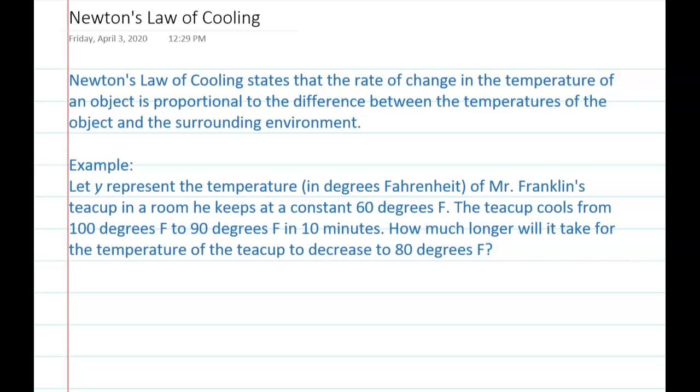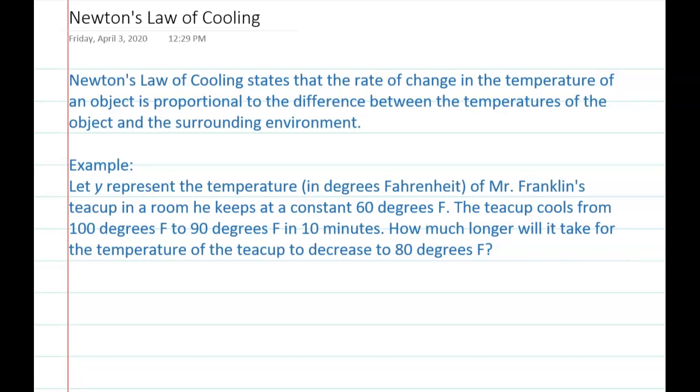So in our example, we're going to let y represent the temperature in degrees Fahrenheit of Mr. Franklin's teacup in a room that he keeps at a constant 60 degrees Fahrenheit. The teacup cools from 100 degrees to 90 degrees in 10 minutes. How much longer will it take for the temperature of the teacup to decrease to 80 degrees Fahrenheit? That's our question.